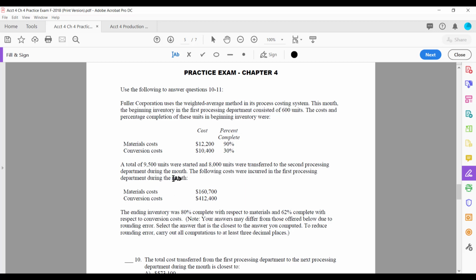So during this month, we spent an additional $160,700 on materials and an additional $412,400 on conversion costs. It says the ending inventory was 80% complete with respect to materials and 62% complete with respect to conversion costs. So that's a lot of information, but as we do this more and more, you'll see that there's really a pattern to this, and this is the longest kind of problem that you'll see, where we'll be able to fill out this entire template.